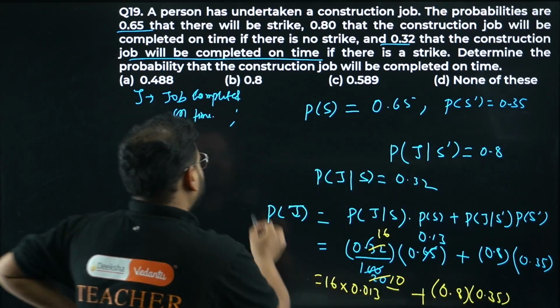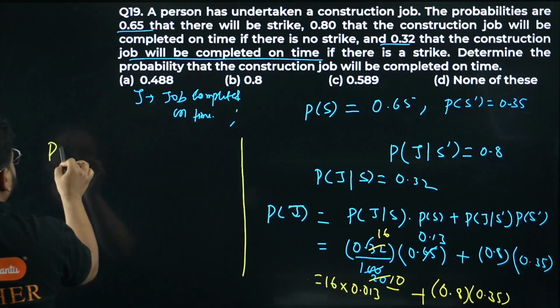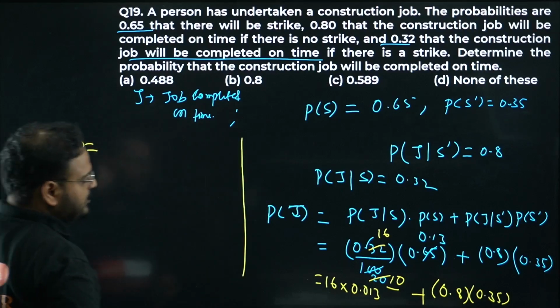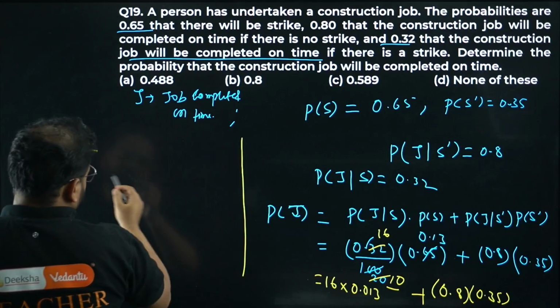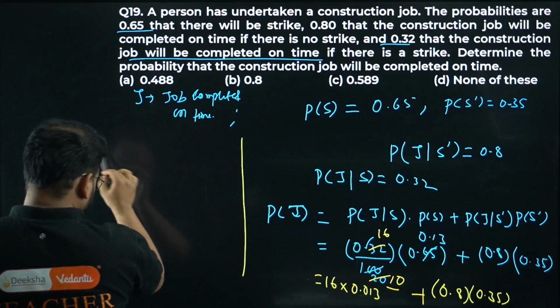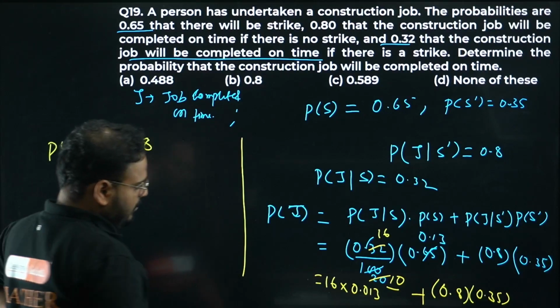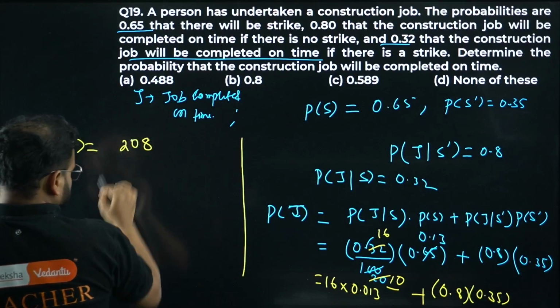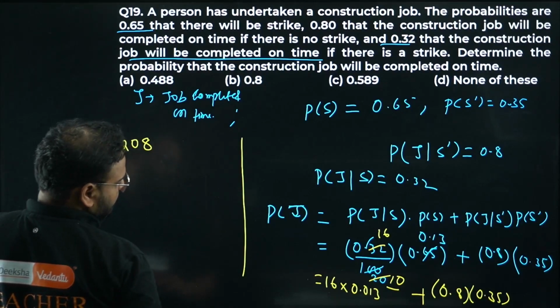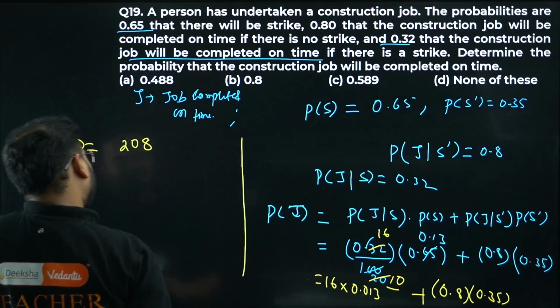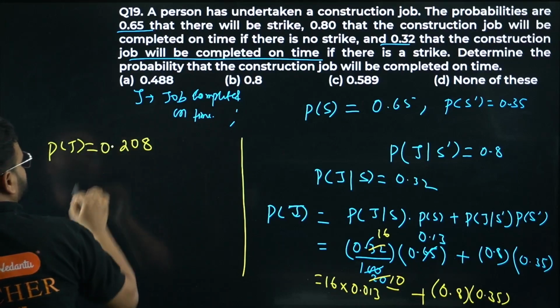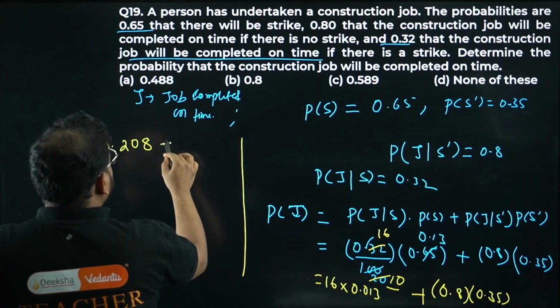Let's calculate on this side. So I get P(J) equals, please check, 16 times 3, so we get 48, carries 4, 20. We have 0.208, and we have 3 decimal places. So 0.208. All right. What about this, sir?